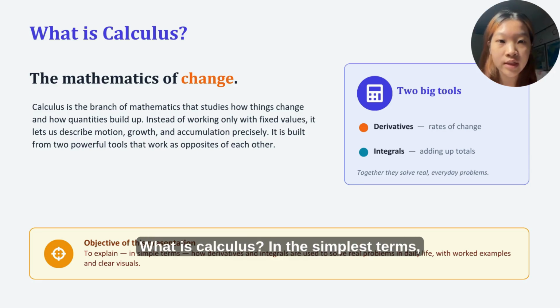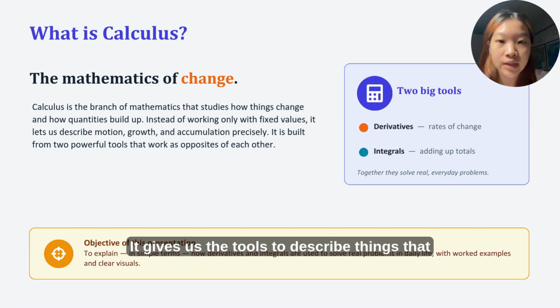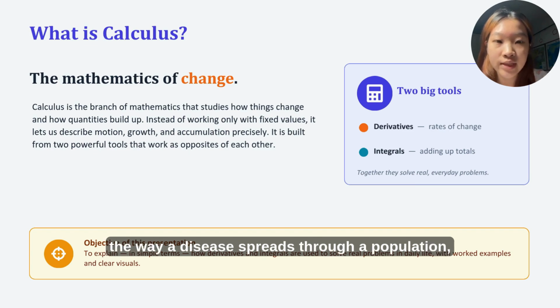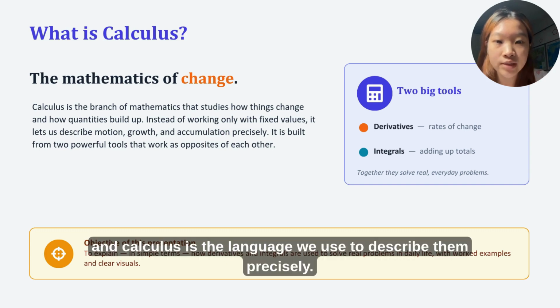So let's begin with the big question. What is calculus? In the simplest terms, calculus is the mathematics of change. Most of the math we learn easily in school deals with fixed, unchanging numbers: adding, multiplying, solving for a single value. Calculus is different. It gives us the tools to describe things that move, grow, and build up over time. Think about the speed of a moving car, the way a disease spreads through a population, or the amount of water gradually filling a tank. All of these involve change, and calculus is the language we use to describe them precisely.